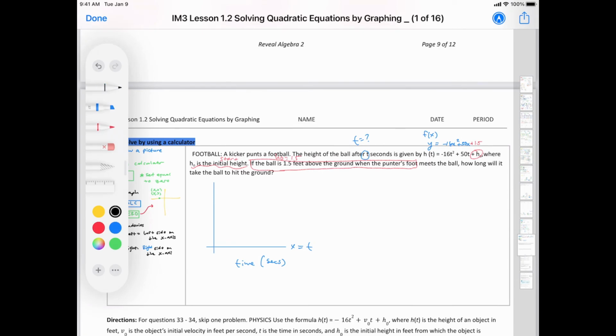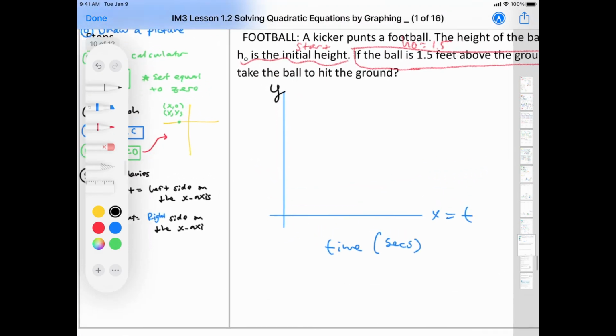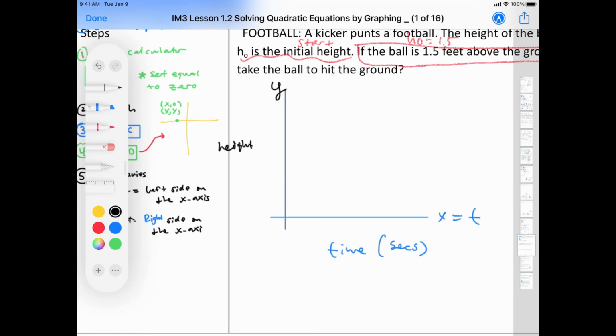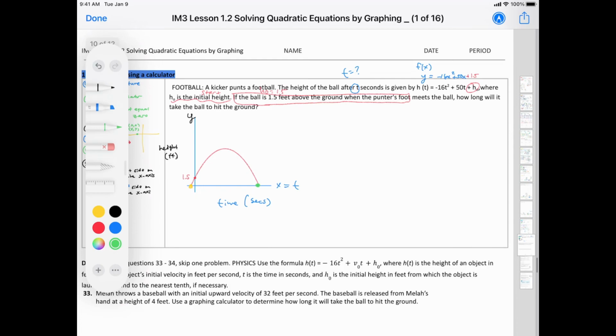Couple other things if you just want to note. Remember, this is y, and that's the same thing as height, measured in feet. And you're going to have some guy kick something, 1.5, and then your graph. And we're basically looking for this yellow dot and that green dot. Okay, so let's just put it in our calculator and see what happens.